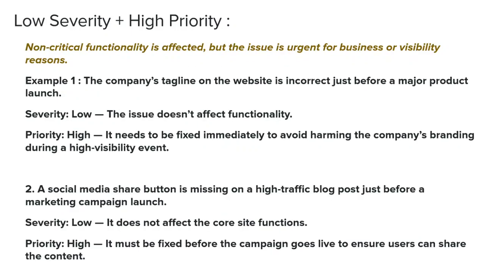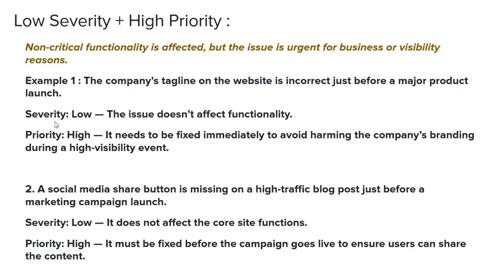Now let's see some examples of low severity and high priority. So what are some examples of low severity but high priority? Non-critical functionality. So if there is some functionality which is not critical but it is affected and that issue is very urgent for business or visibility reasons. For example, if you have a website and the company's tagline on the website is incorrect just before a major product launch. Now the company's tagline is affected.